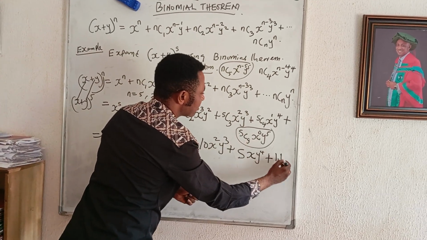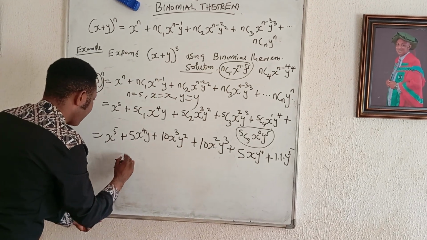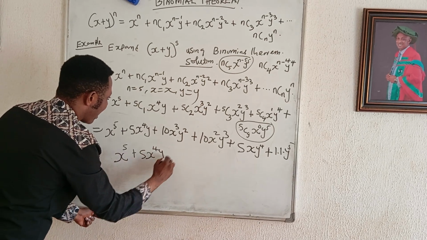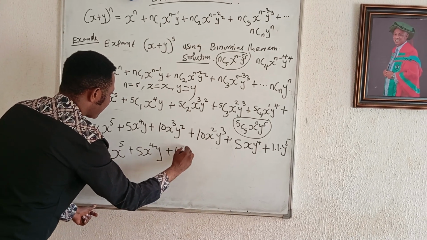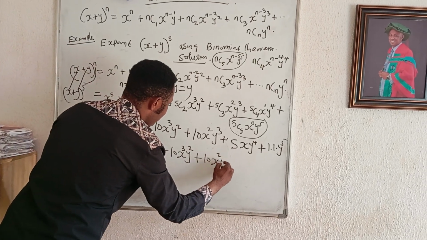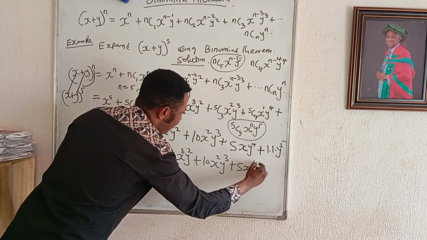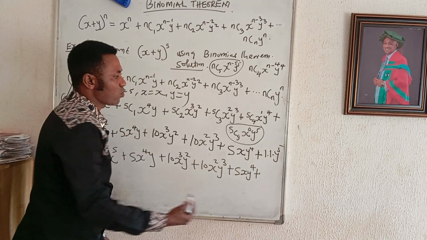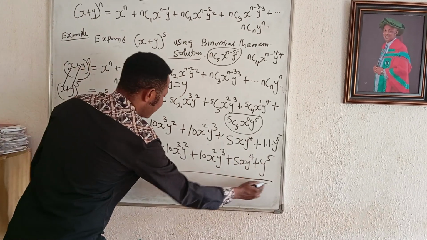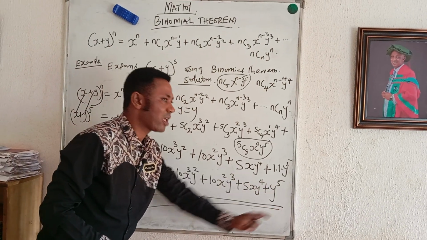x power 0 is 1. y power 5. Now, the final answer is x power 5 plus 5x power 4 y plus 10x power 3 y square plus 10x square y power 3 plus 5x y power 4 plus 1 times 1 is 1. Then 1 times this will have y power 5. And this is the final answer. If you check very well, our n is 5. That is why we end here, y power 5.